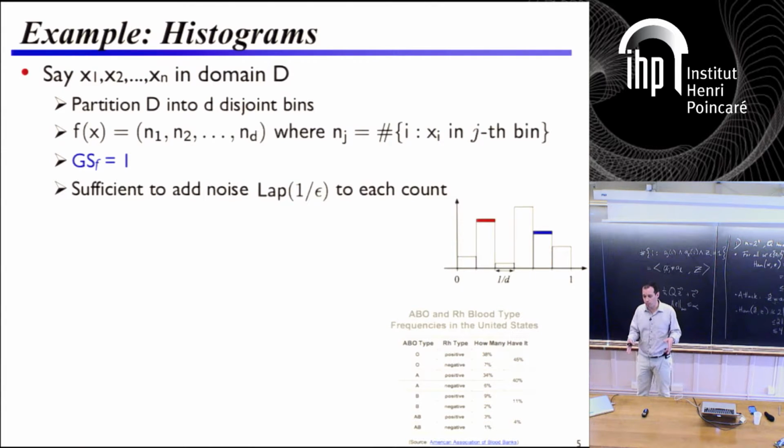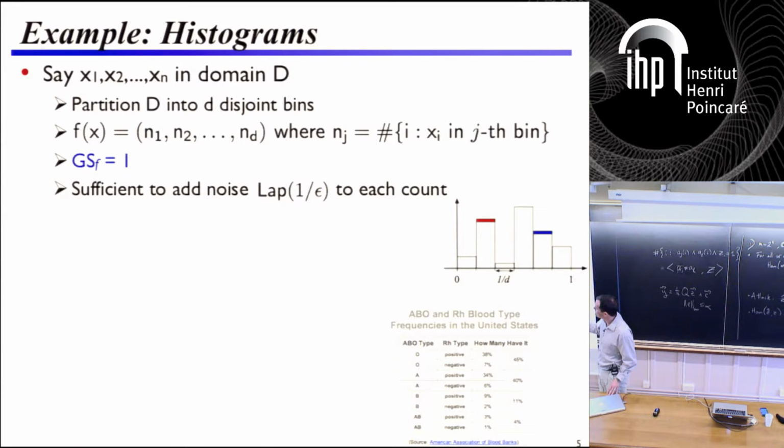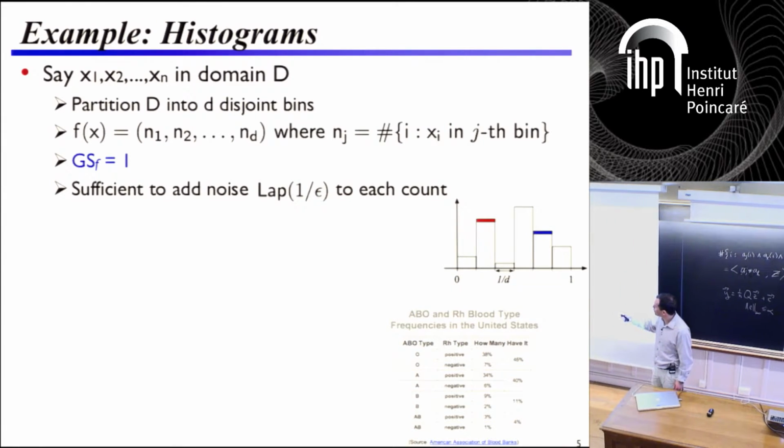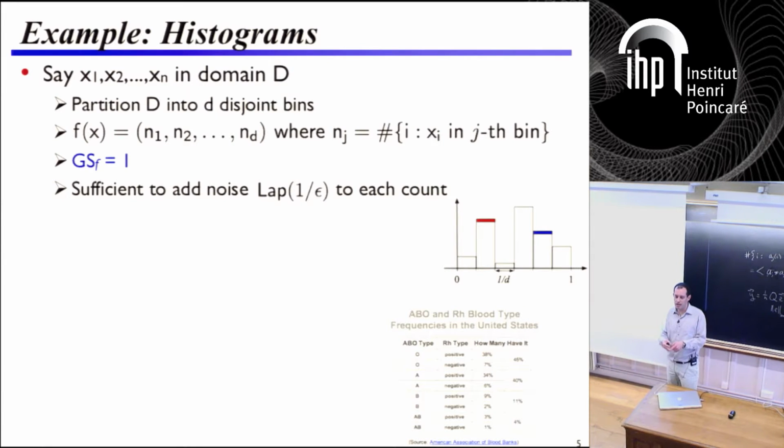So we started off with proportions. Let me give you another example where this technique does well, which is when we're looking at histograms. Suppose we've got n data points in some domain D. We partition D into little d disjoint bins. The function we're interested in computing is the histogram with respect to this partition. So how many data points fell into each of these bins?